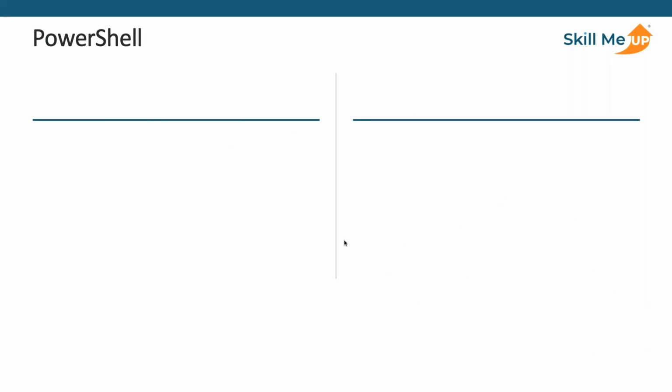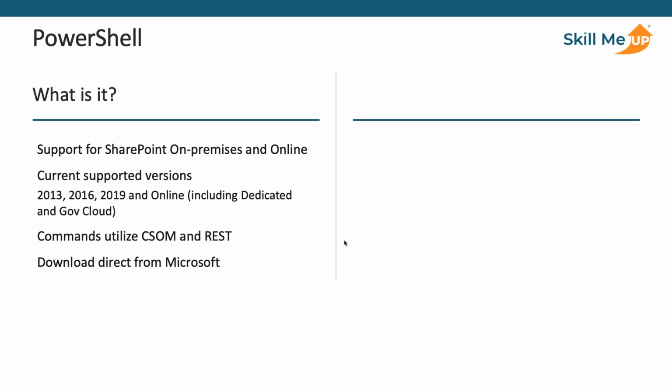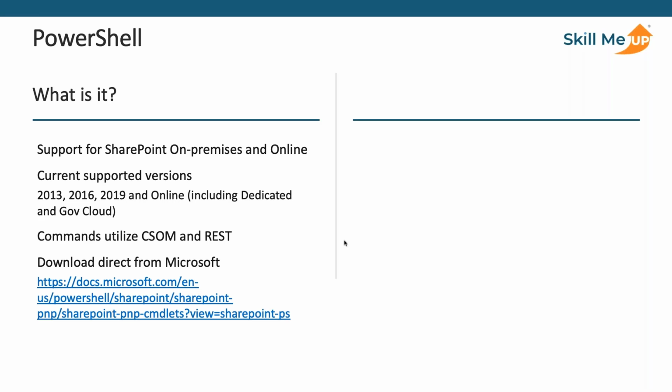Now, of course, one of the first ones that I want to talk about is PowerShell. So what is it? Well, the PnP PowerShell has support for SharePoint on-premises and SharePoint Online. Currently supported versions are 2013, 2016, 2019, and online. And then also there's support for dedicated Office 365 if you happen to be one of those individuals that has that, and then also the government cloud.